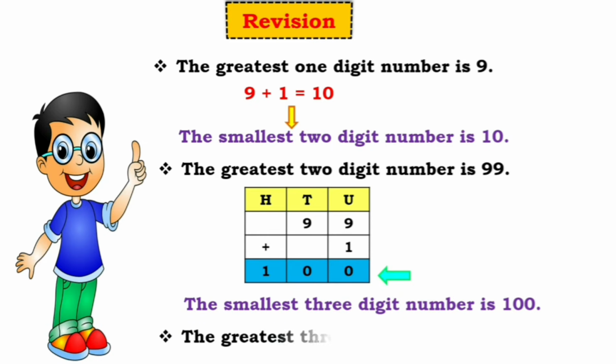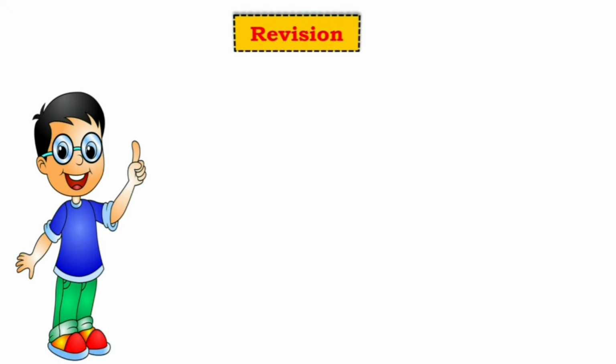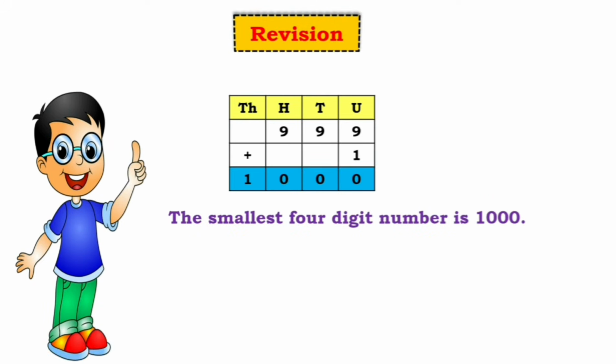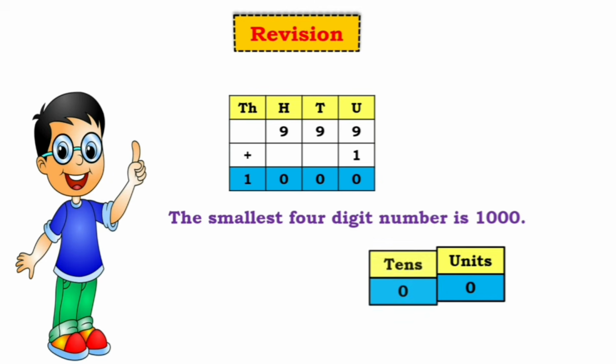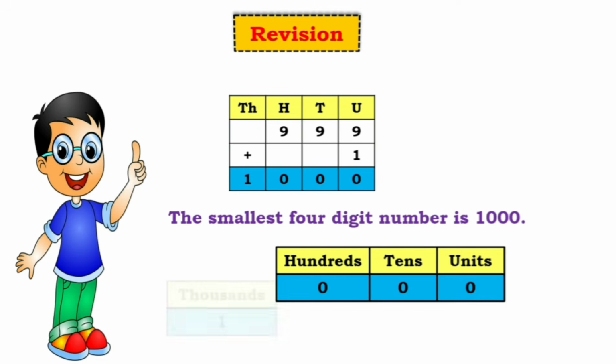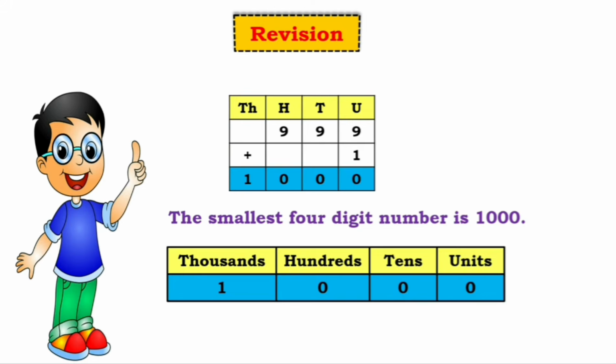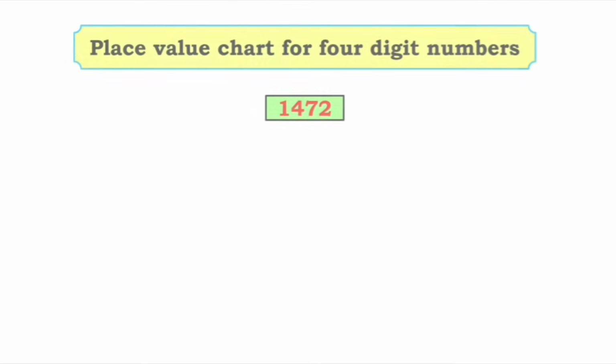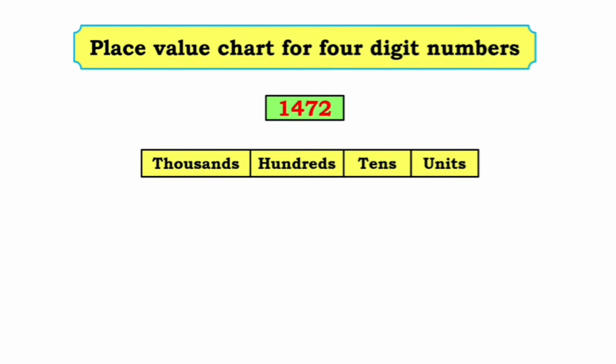The greatest three digit number is 999 and if we add 1 to 999 we get 1000. That is the smallest four digit number. So the number 1000 has 0 units, 0 tens, 0 hundreds and 1 thousand. Now we will learn the place value chart for 4 digit numbers.